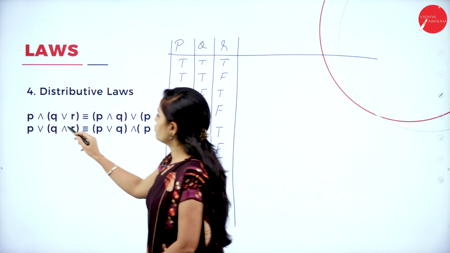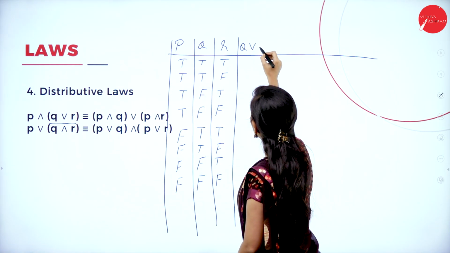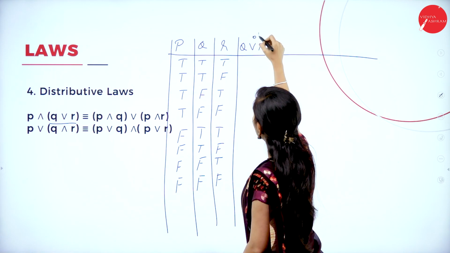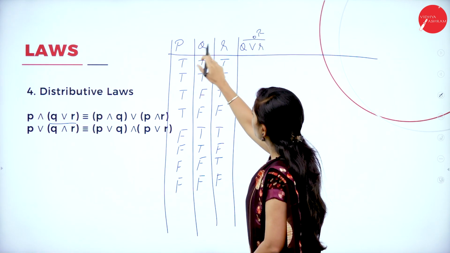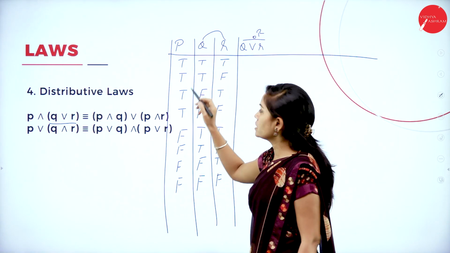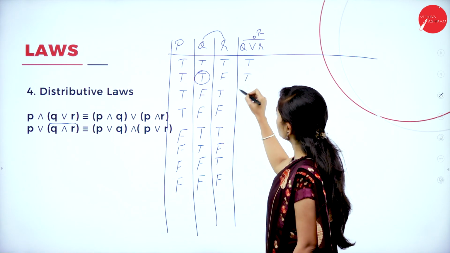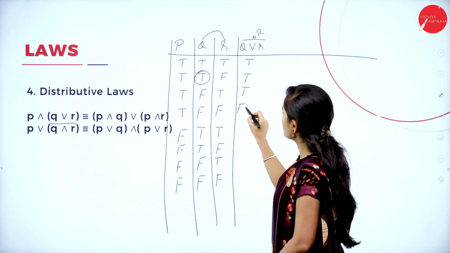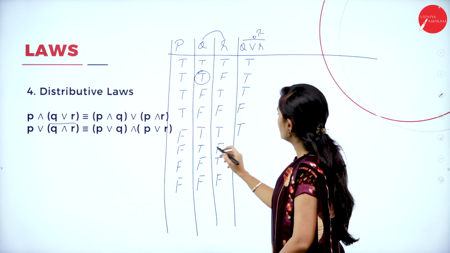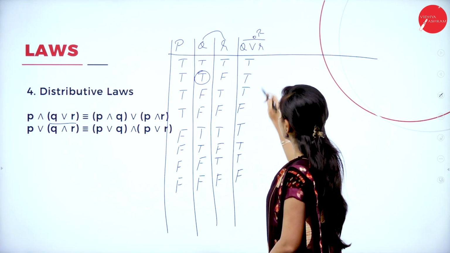Now first I will find out Q OR R. Here I am using the OR operation on the Q and R columns. If any one of the conditions is true, then it is true. So true, true means true. True, false is also true. False, true is true. False, false is false.